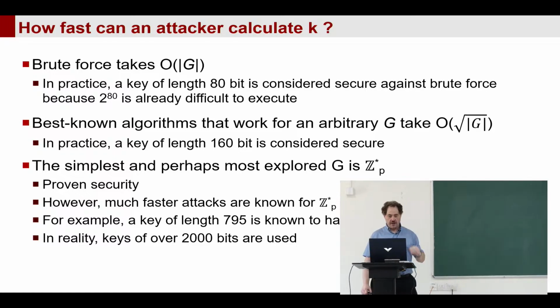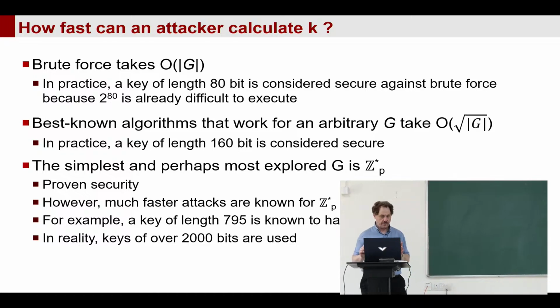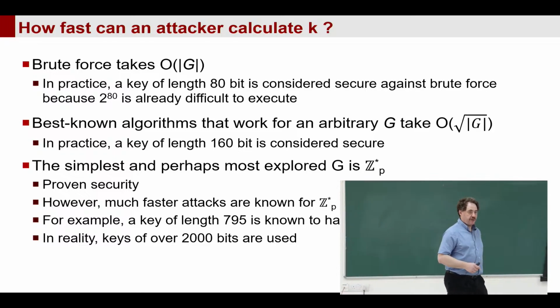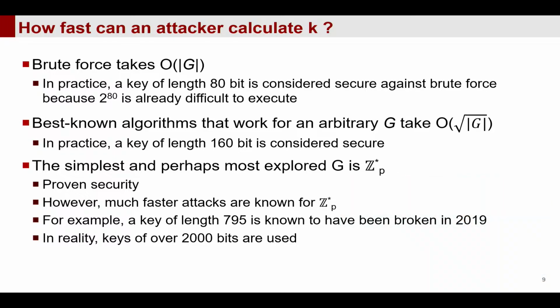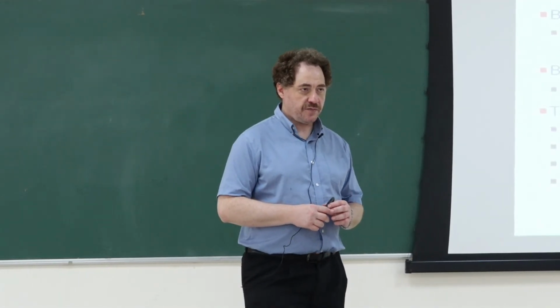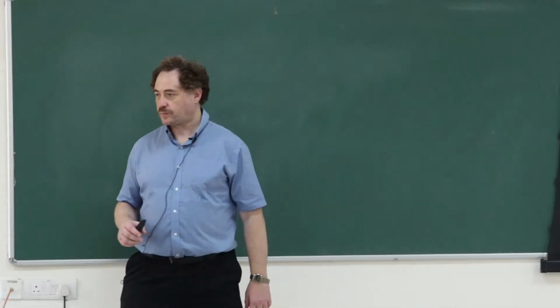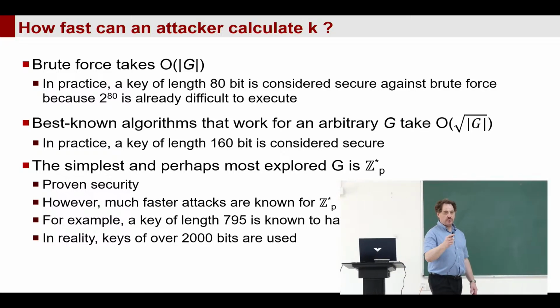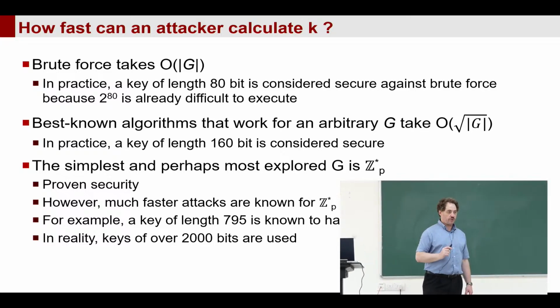So in practice, against the brute force attack, a binary key of length 80 bits is considered already secure, because 2 to the 80 operations is already a large number that, say, for a common hacker, is difficult to break. Okay, but is brute force the best the attacker can do? Can the attacker do better than brute force?